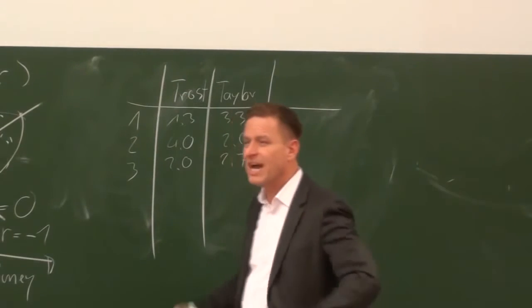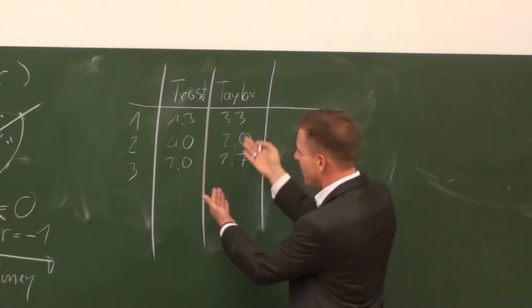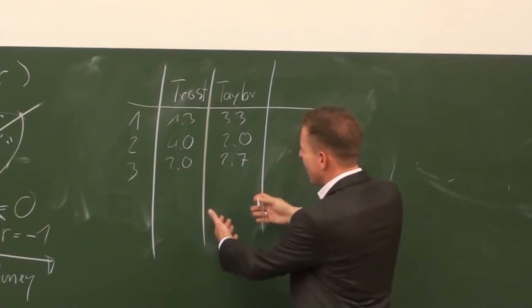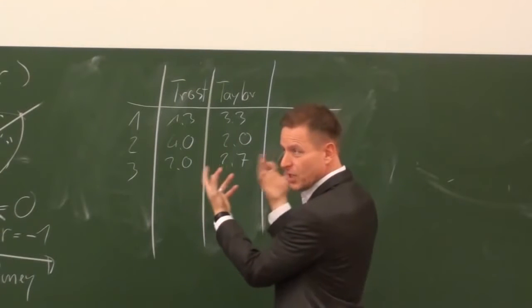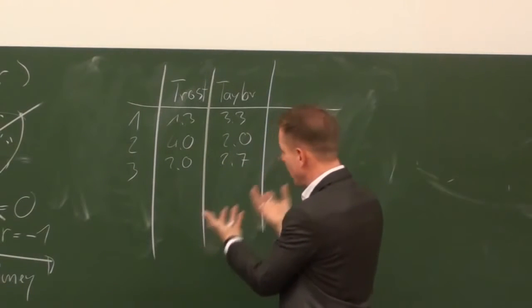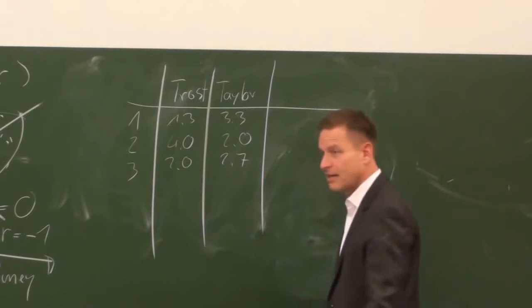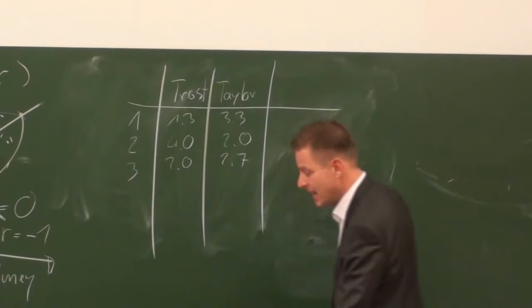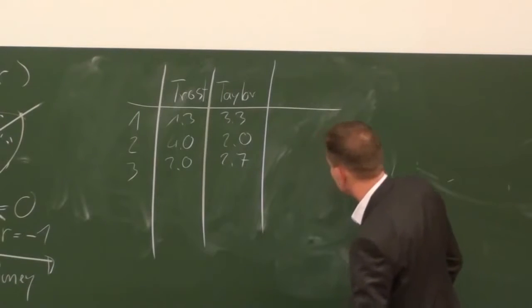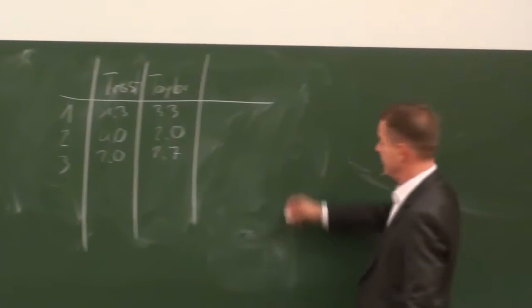Now, if you want to calculate whether or not two different people come to the same conclusion, if you really want to measure objectivity, how can we do this? Again, guess what? We use the correlation analysis.